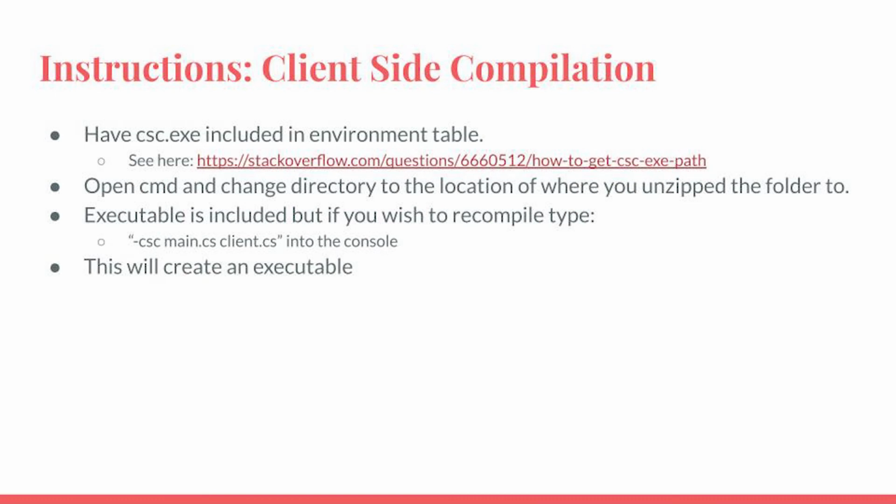All right, okay, so now that the demo is done, I'm just going to go over pretty much the instructions on how to run it so that you guys can run it yourselves. So for the client-side compilation, you're going to need MSBuild or csc.exe installed and then added to your environment table. There's a link right here as to how to do that. You're going to want to open cmd and then change directory to the location where you unzipped the folder, and then compile main.cs and client.cs by using csc main.cs client.cs, and then that creates the executable, right?